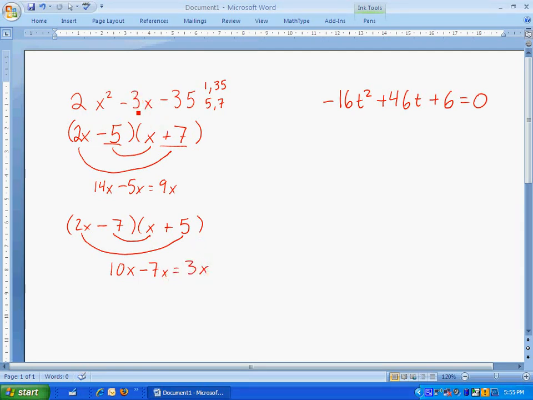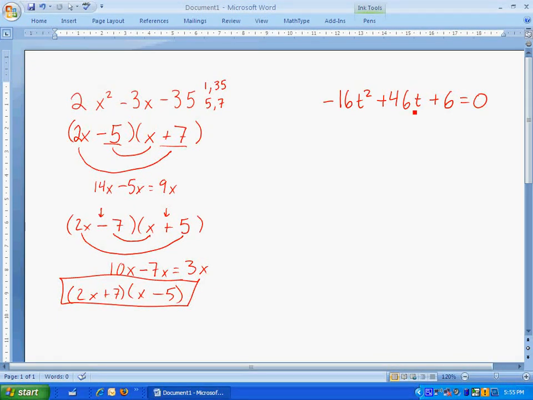Now that does match the 3x I need here, but I need it to be negative. And so in order to do that, all I have to do is switch these signs. And so the correct final factored form will be 2x plus 7 and x minus 5. And that is our answer.